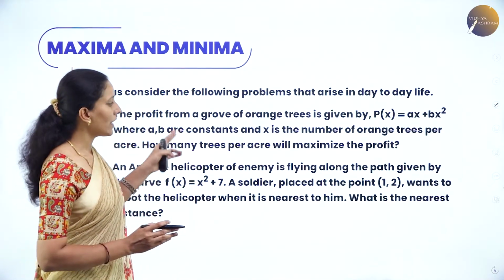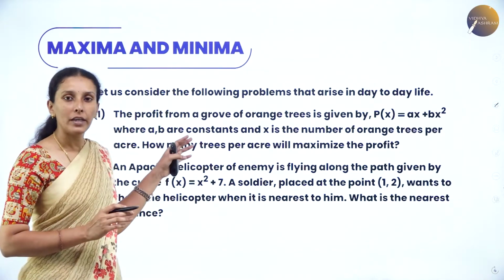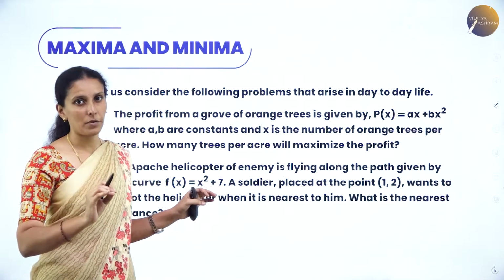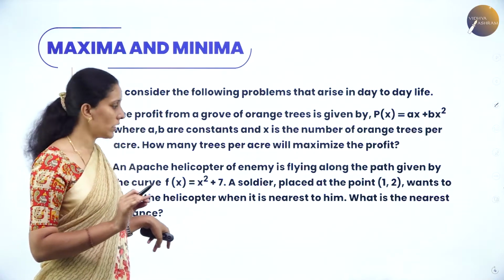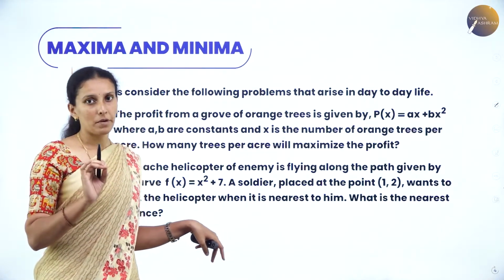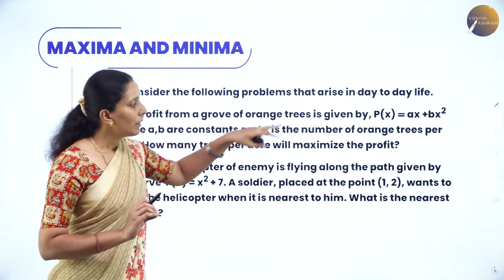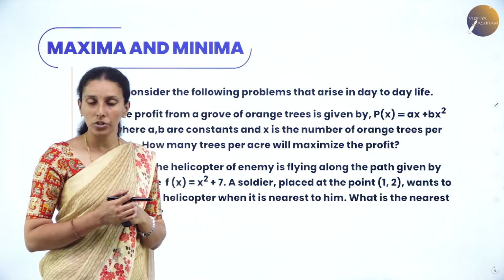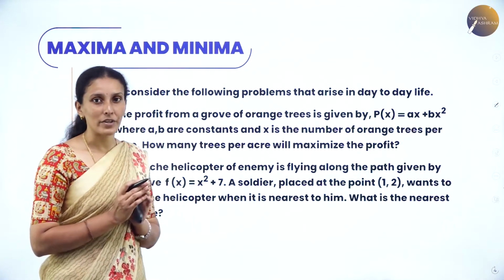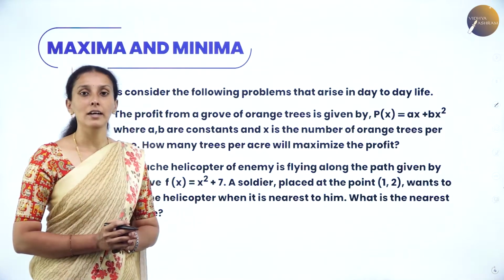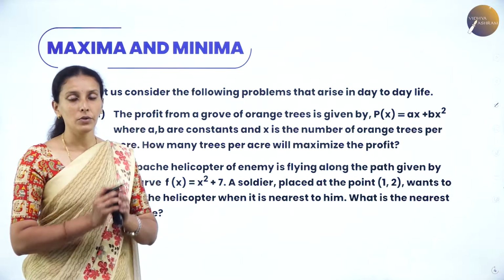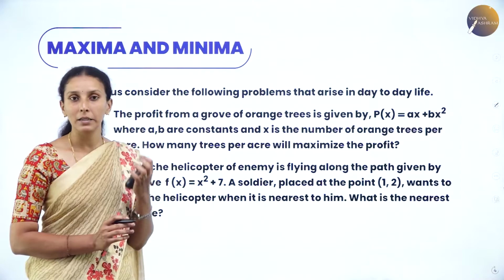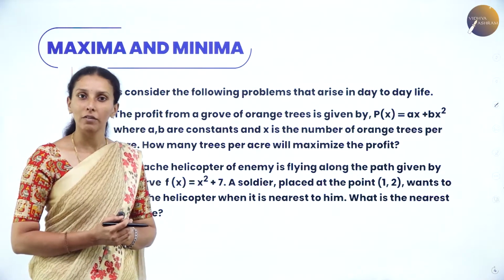So in both the examples here, we are supposed to calculate either the maximum value or the minimum value. Nearest means nothing but minimum value. And both the functions are expressed in terms of a quadratic equation here. By solving the given function, we are supposed to calculate the maximum or minimum value for the given condition. So this is how we are going to calculate the maximum and minimum values of a given function.